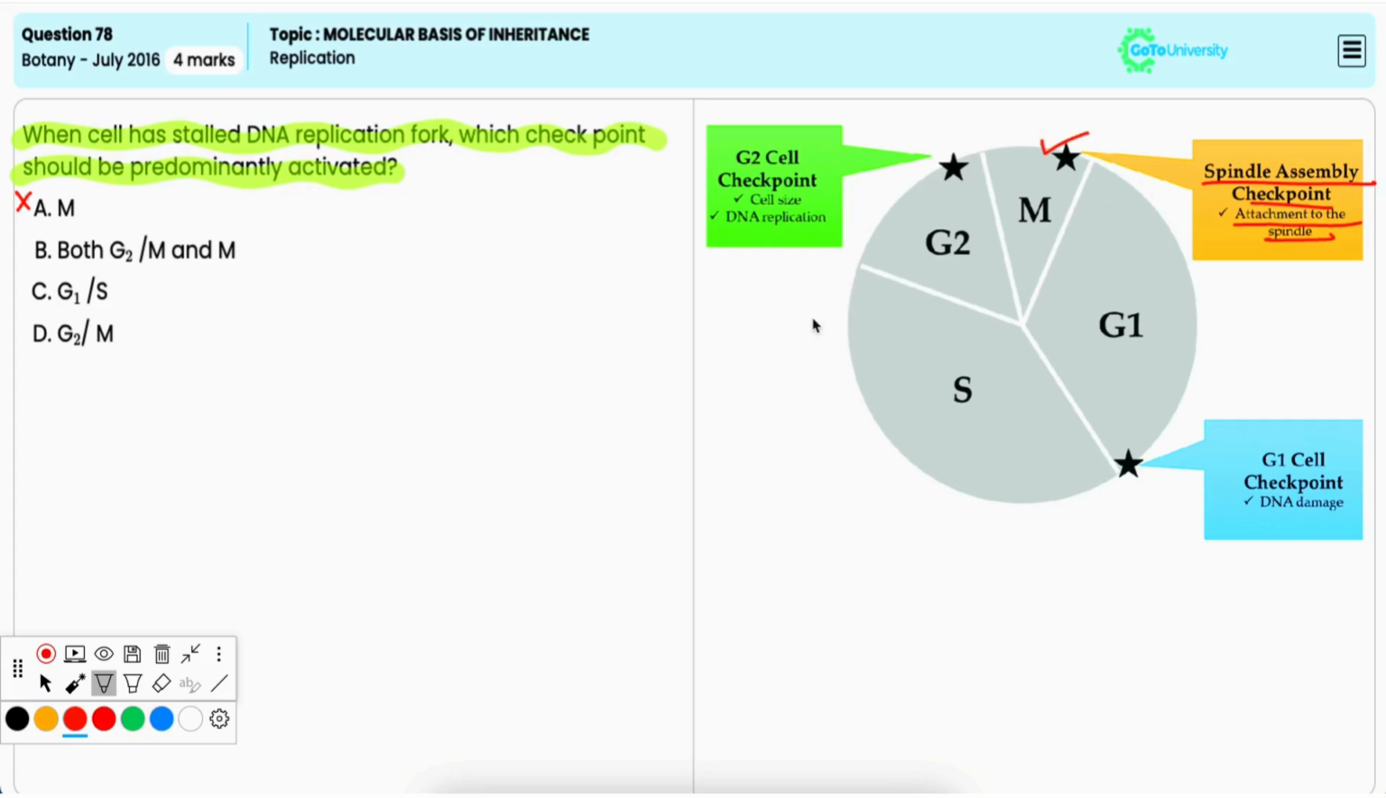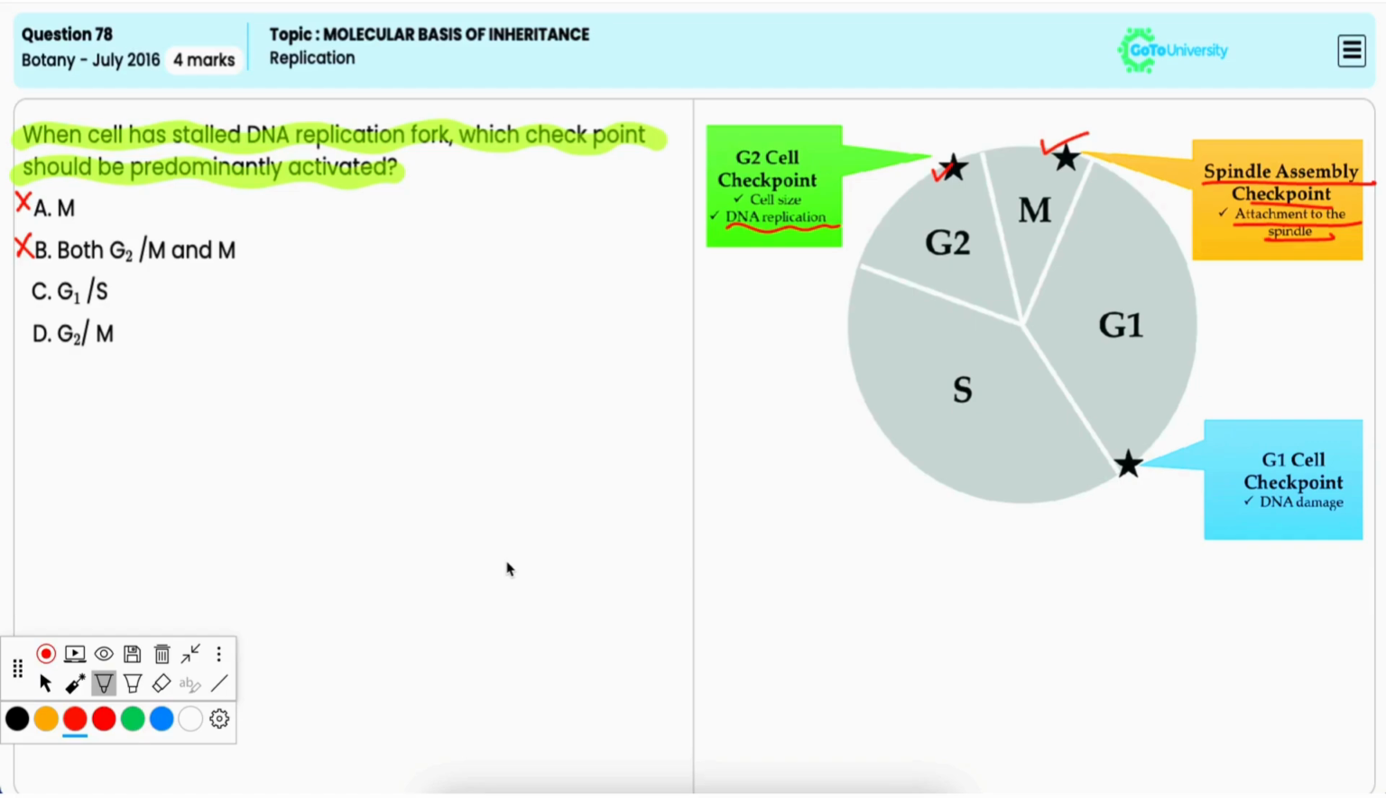Option B, both G2M and M checkpoint. Now, while the G2M checkpoint is important for monitoring DNA damage or incomplete replication, the M checkpoint specifically governs mitosis. Hence, it is incorrect. Option C, G1S.